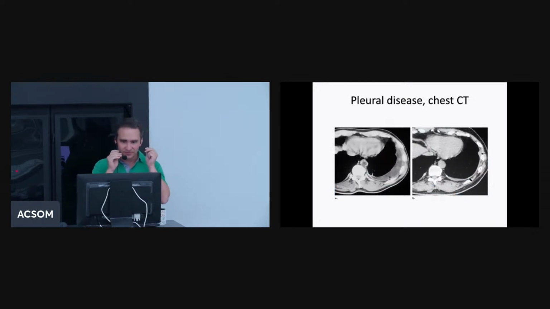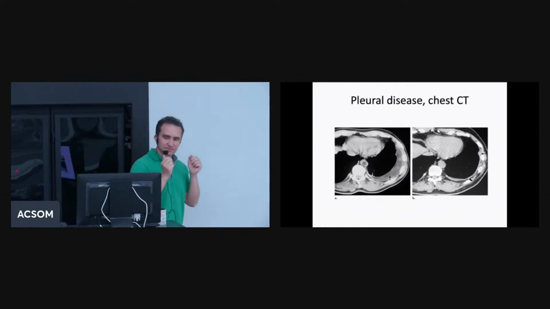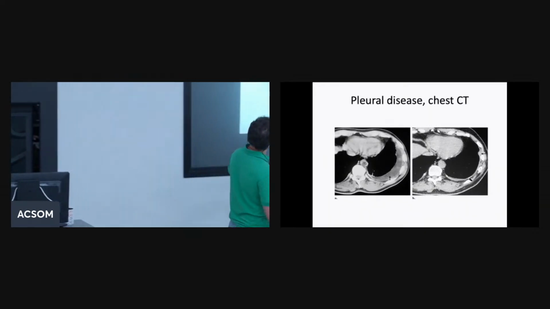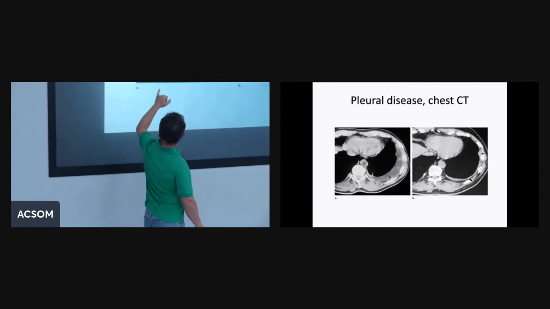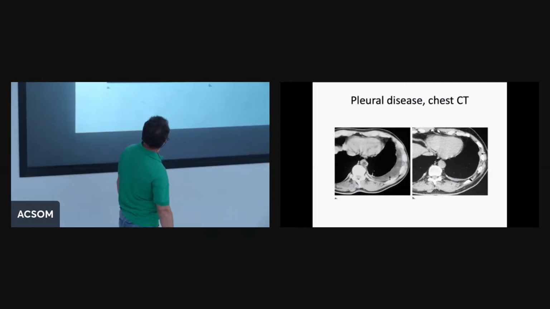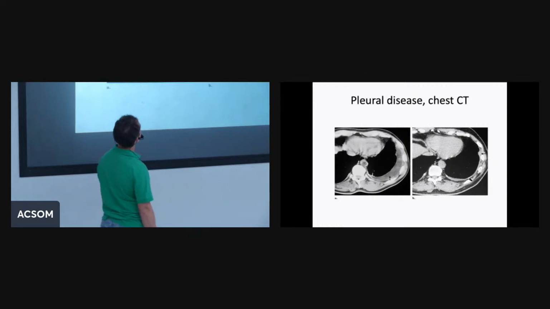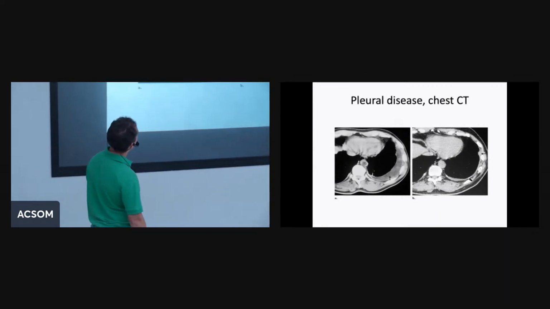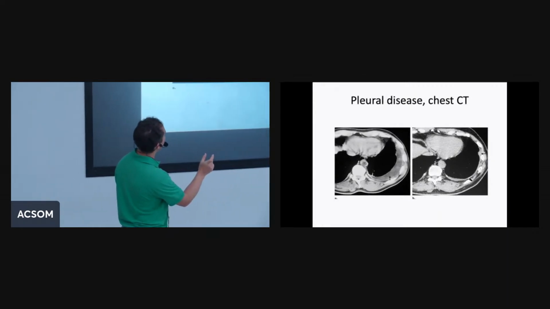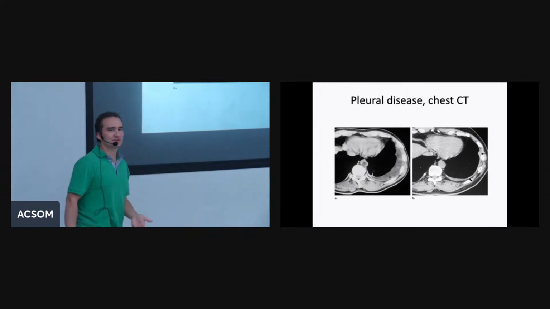So here's an example of pleural disease. It's the same patient. On the left, you can see pleural effusion. Normally it should be like this; you should not see any pleural fluid normally. Here, this is the space which is taken by the fluid. It's about the thickness of the chest wall, and potentially can be tapped, but it's not big.